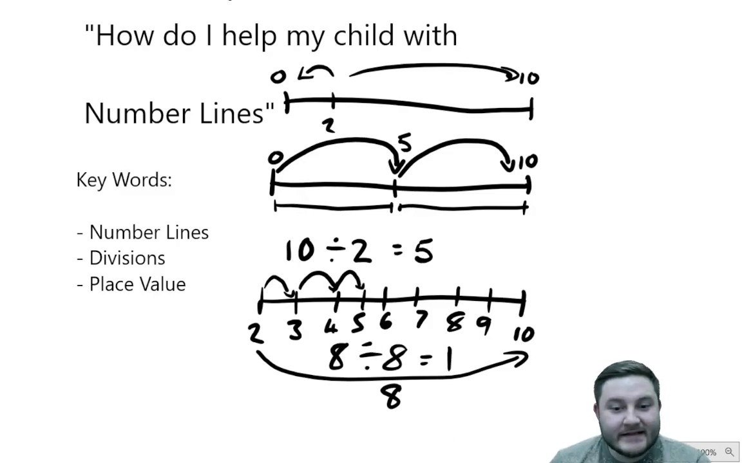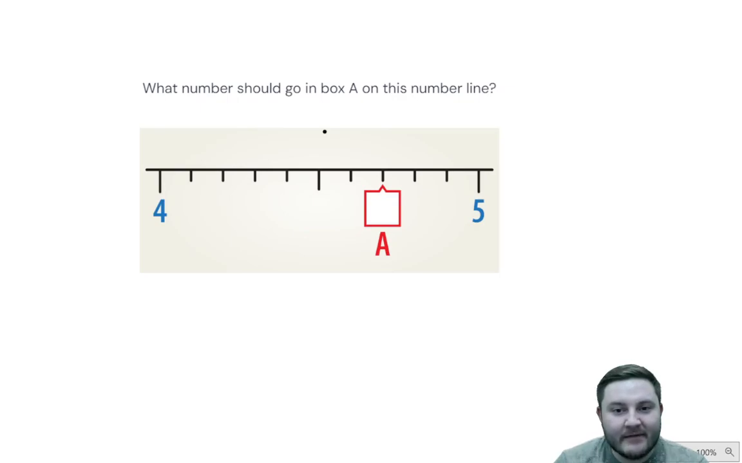Now, obviously, these are some quite simple examples of number lines, but the method is what matters here. So let me show you an example of maybe a sort of homework question that your child might receive. So it might be something like this. What number should go in box A on this number line?